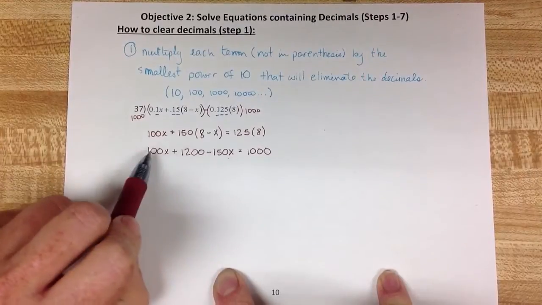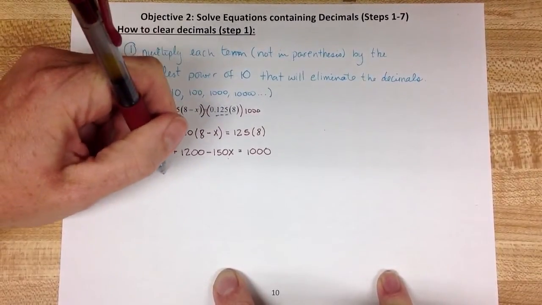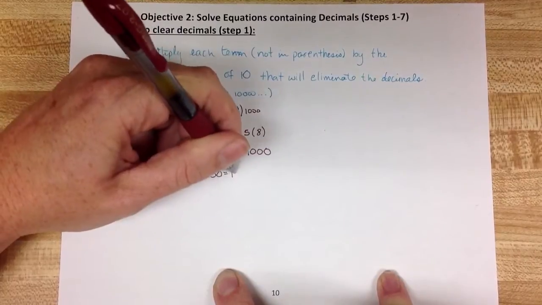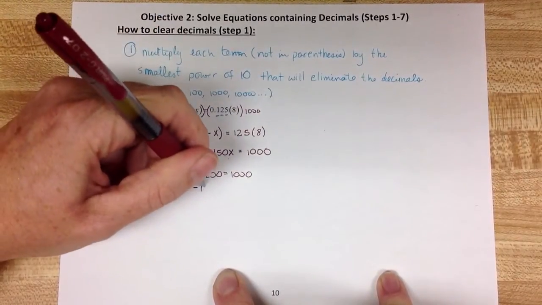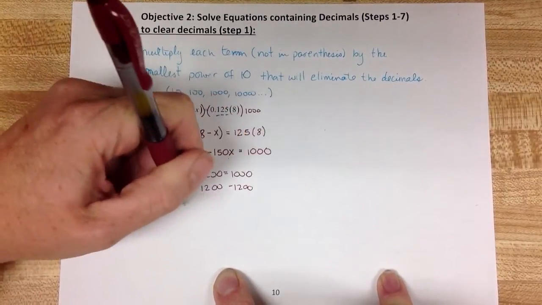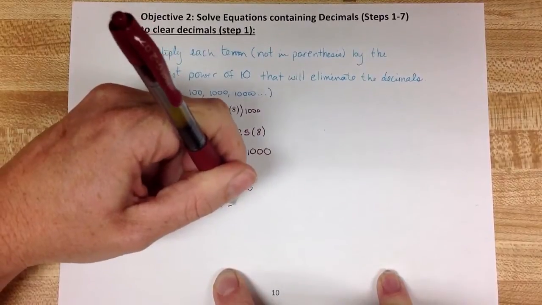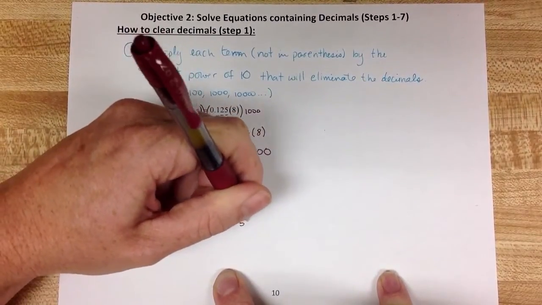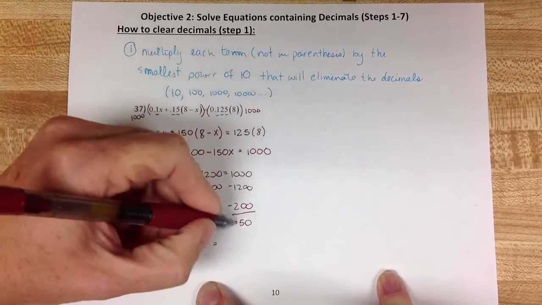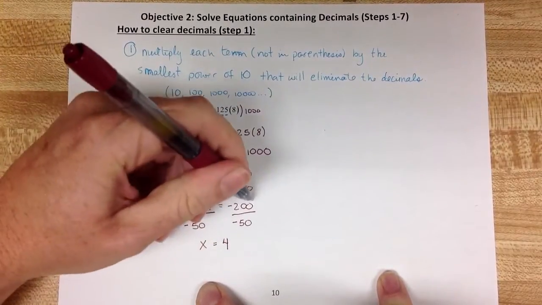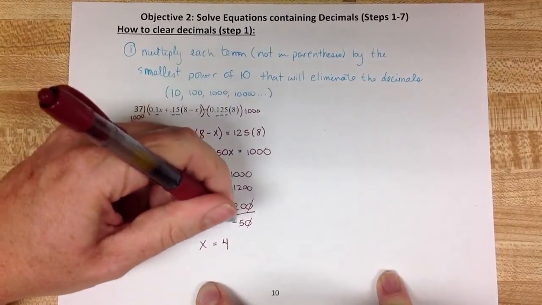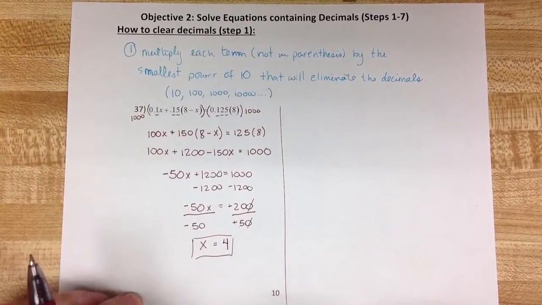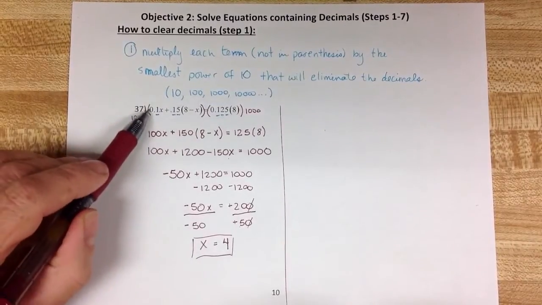When I combine these two like terms together, 100x minus 150x leaves me with a negative 50x plus 1,200 equals 1,000. And then subtracting 1,200 from both sides, I'll get negative 50x equals negative 200. Dividing both sides by a negative 50 leaves me with x. The negatives cancel out, the zeros cancel out, 5 fits into 20 4 times, so x is equal to 4. We'll check this answer the same way we did the fraction ones by substituting the 4 back into the original equation.